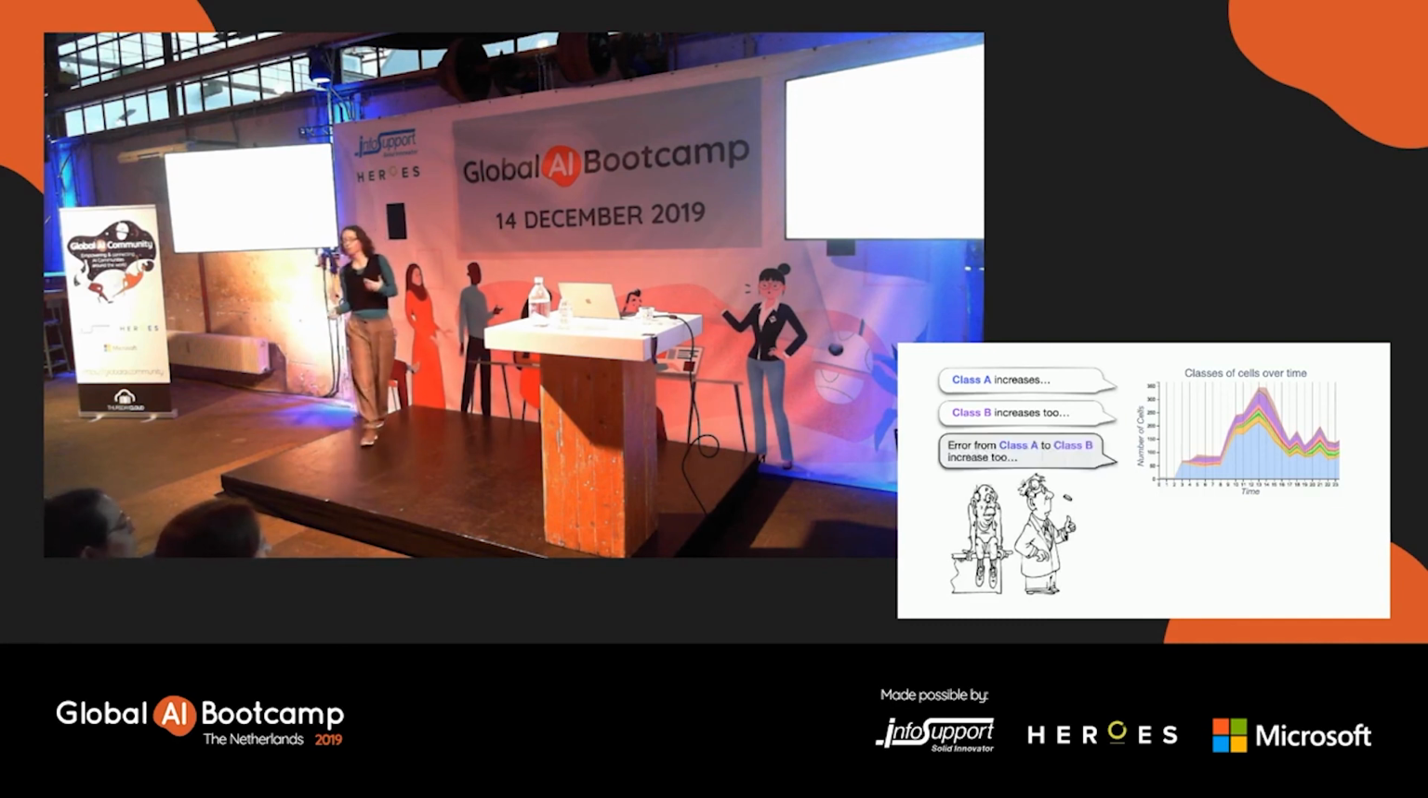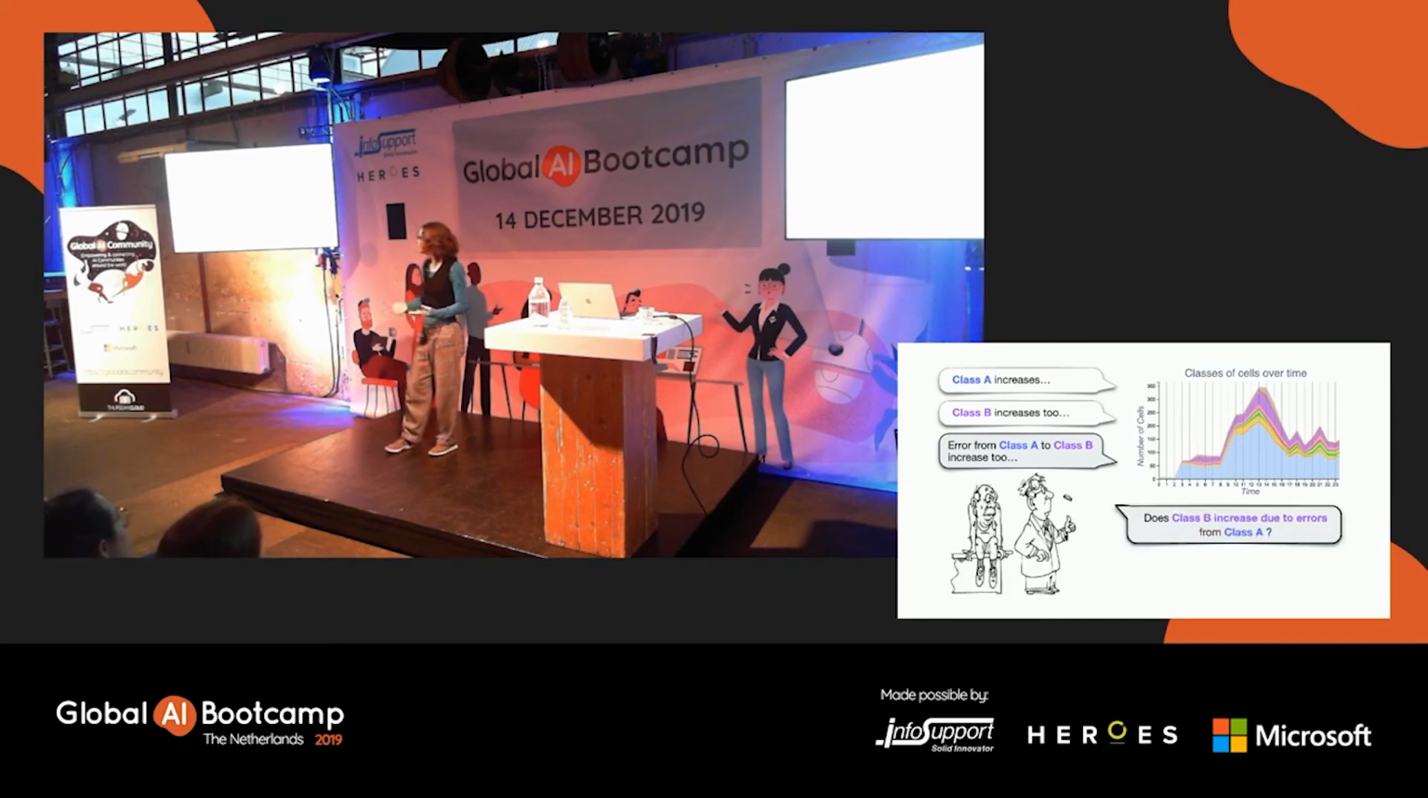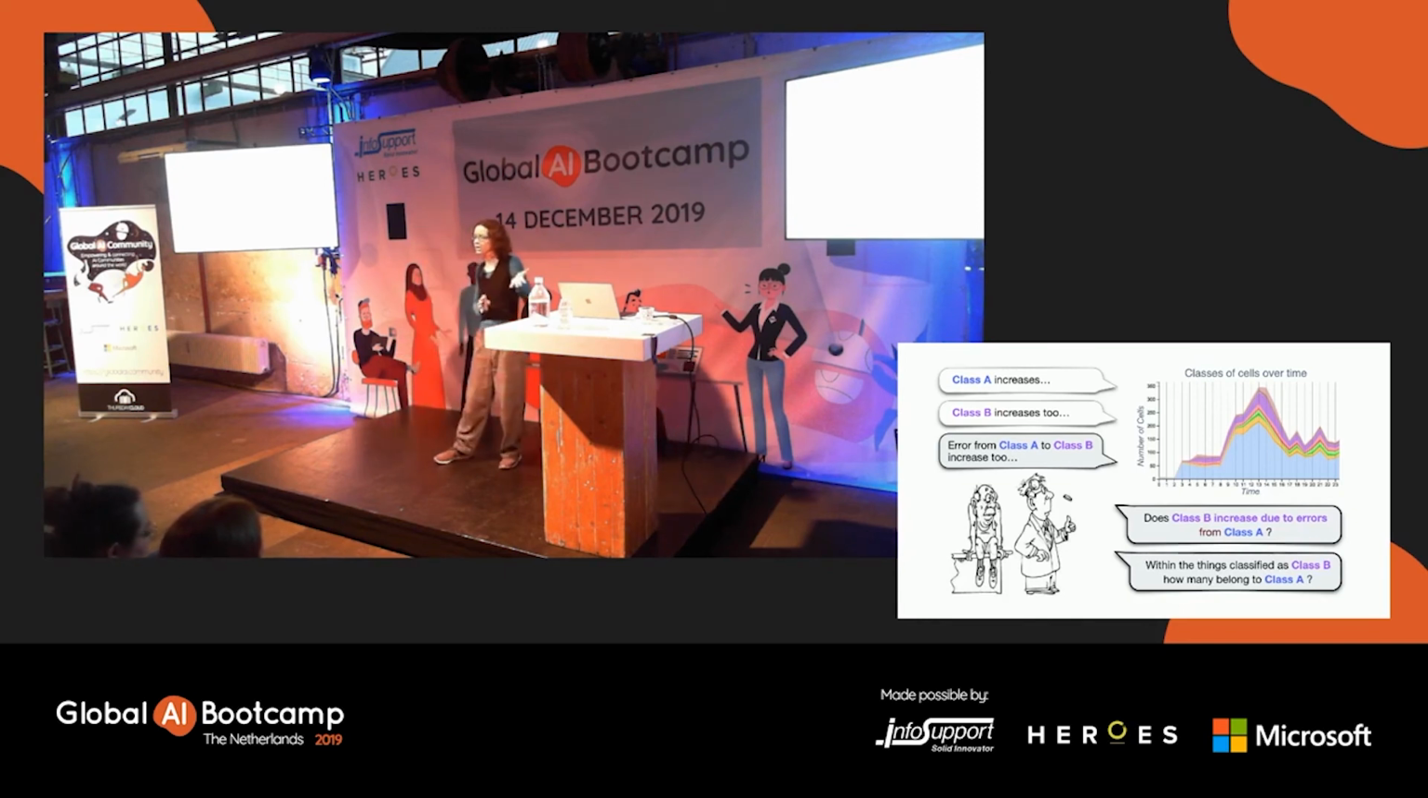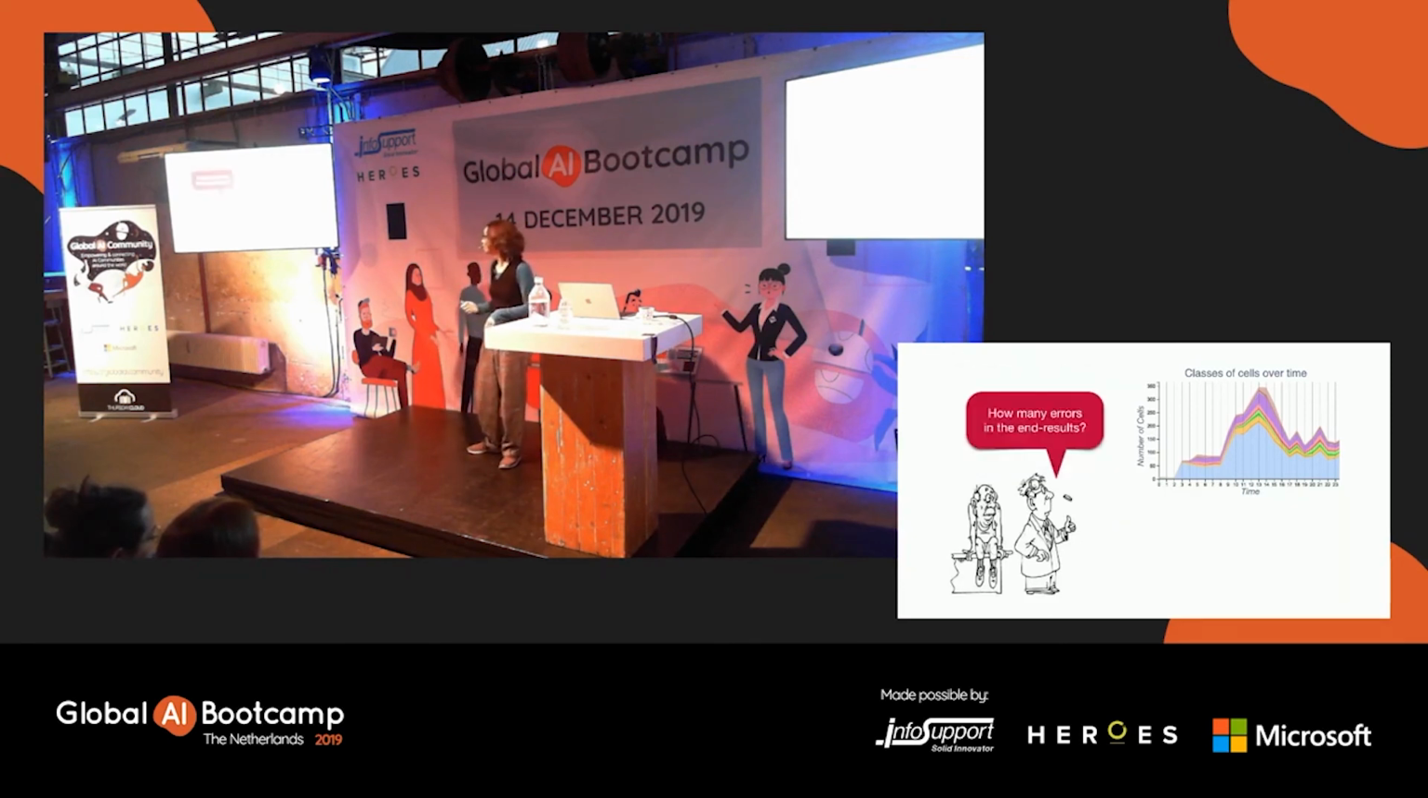And then you can say, okay, if my blue class increases, maybe it makes more errors, more false negatives that are classified into the other class. So maybe the other class is increasing because it receives more errors from a bigger class. And then if you want to inspect those errors, you need to calculate within the items classified as class B, how many belong to the other class A. And to do that, you need some math to measure how many errors are in the end result.